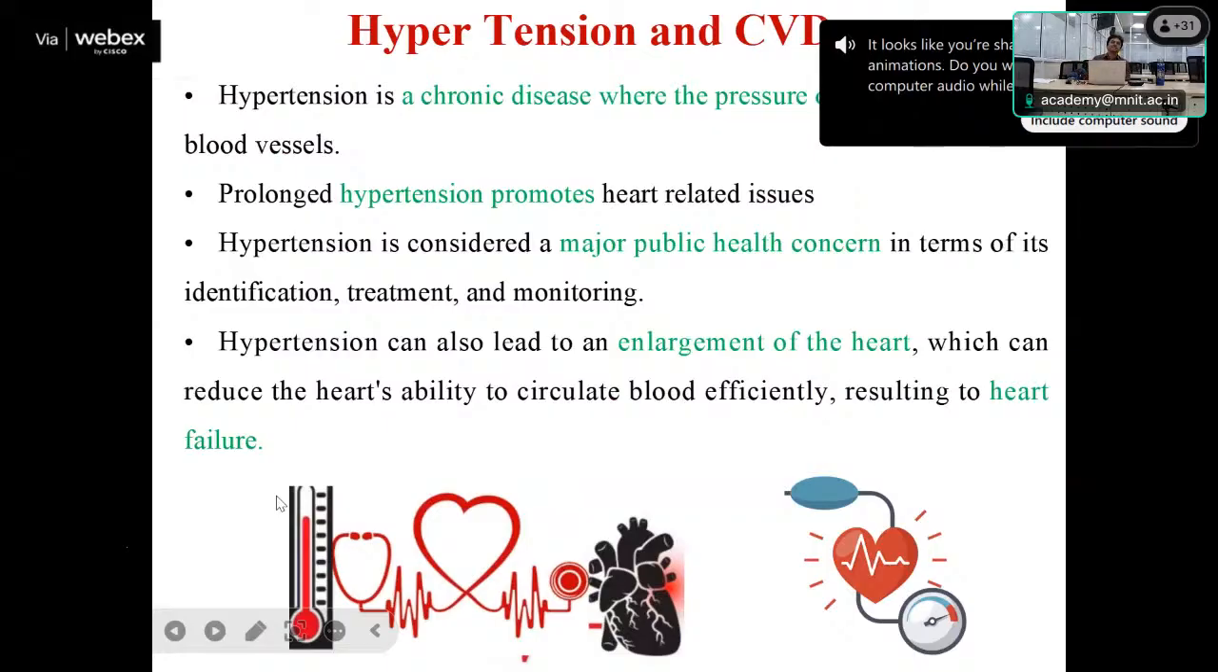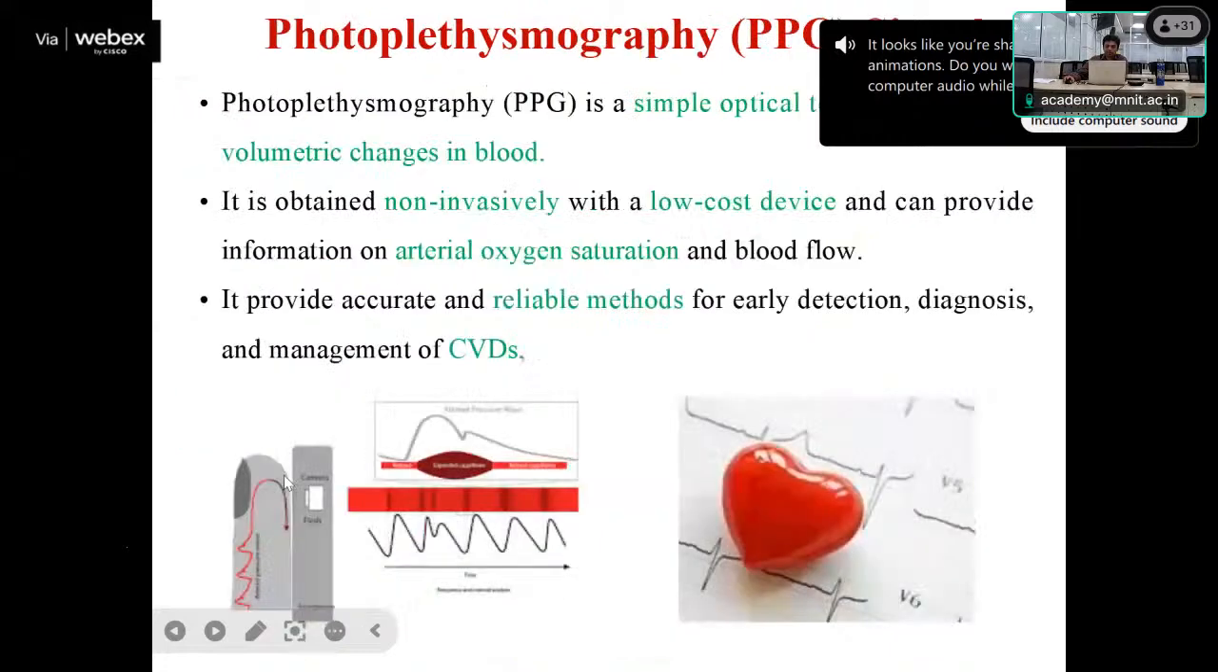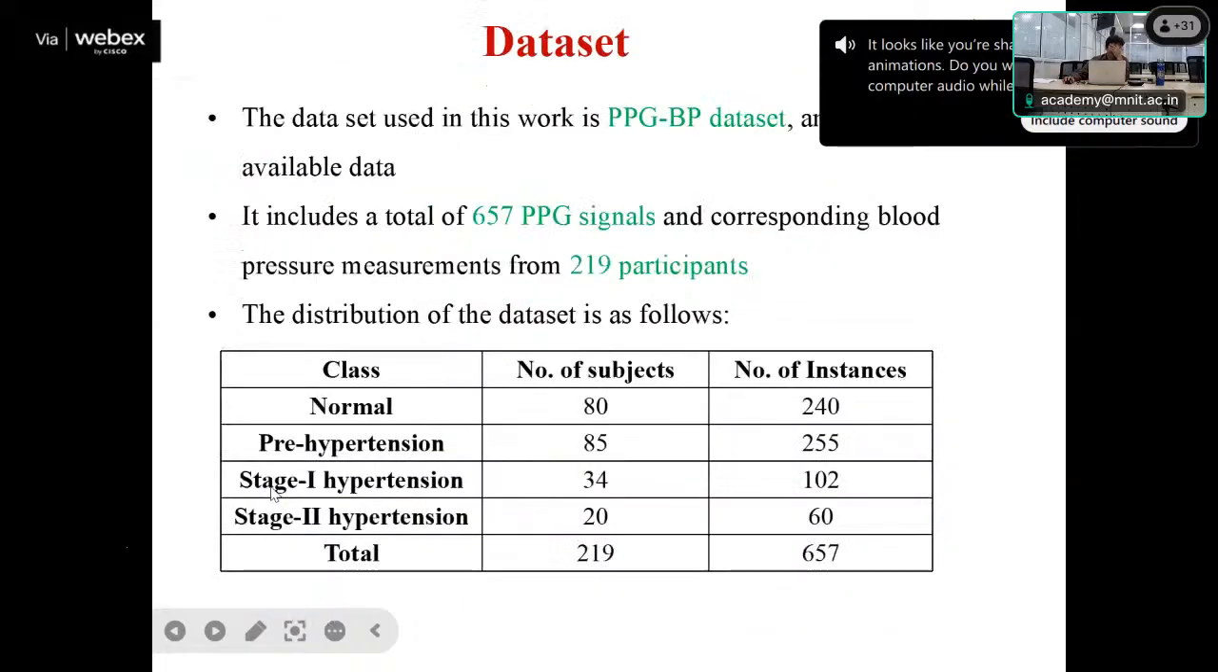And that's what we consider as a smart wearable healthcare device. Here also we have used the PPG signal, which is optical and helps us capture the footprint of the volumetric change in blood. So this is a very non-invasive and low-cost device, which helps us get the reliability of the CVD.